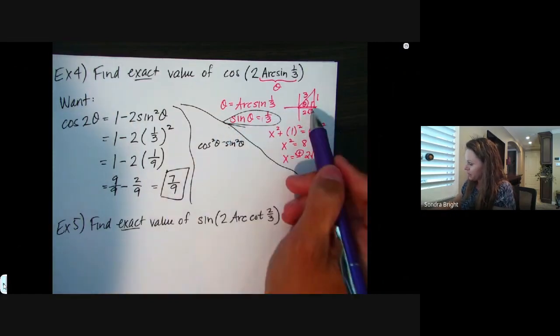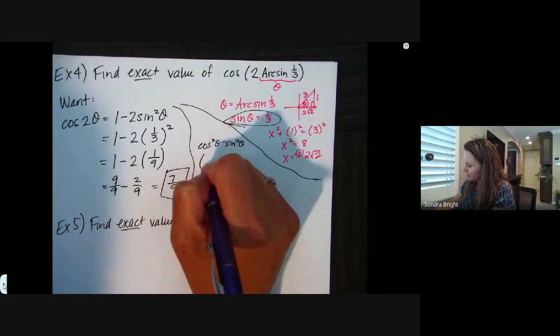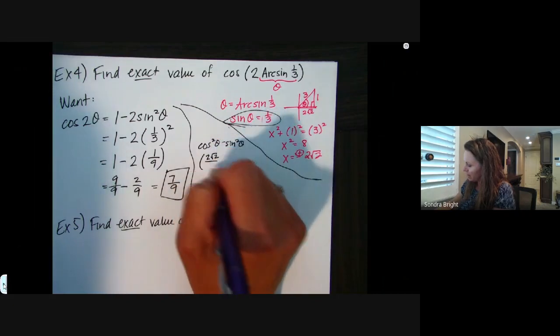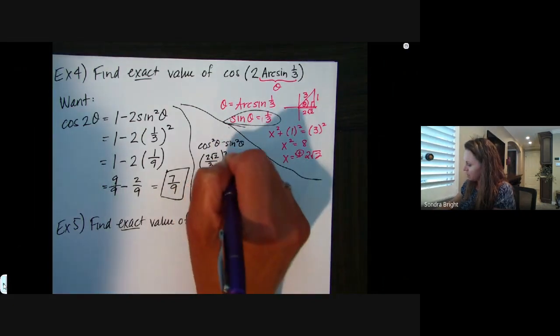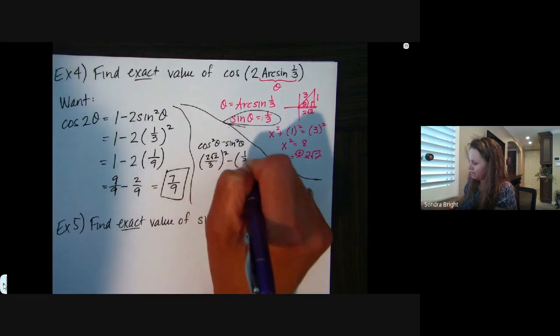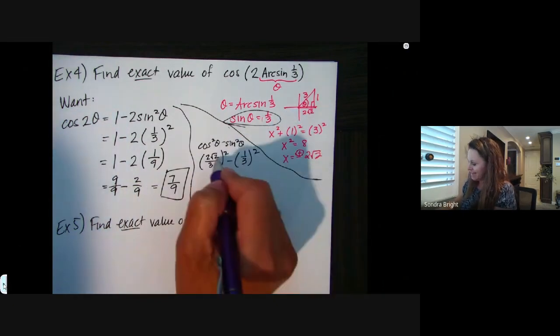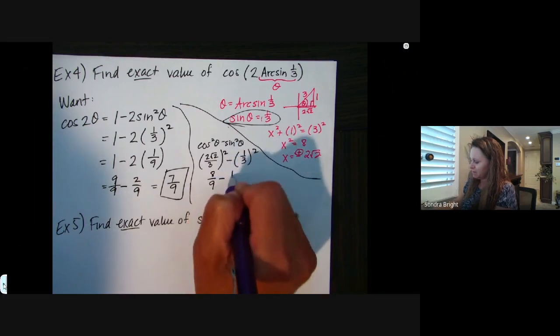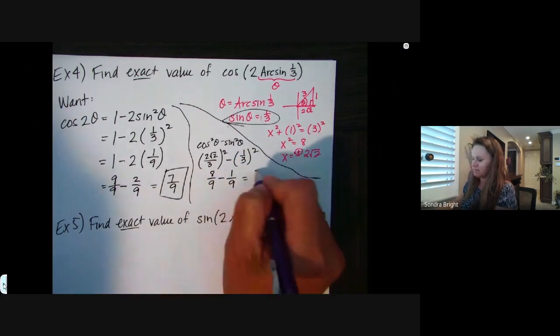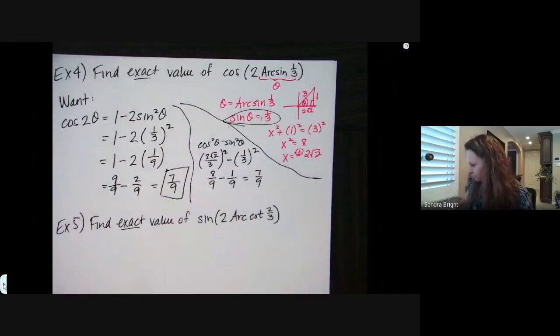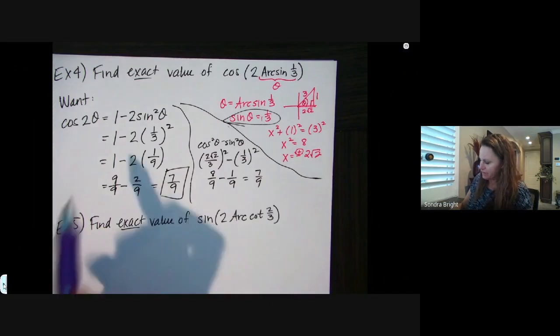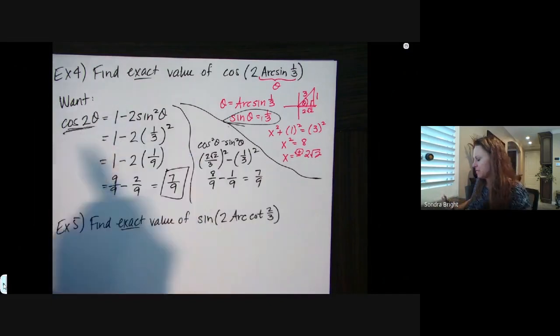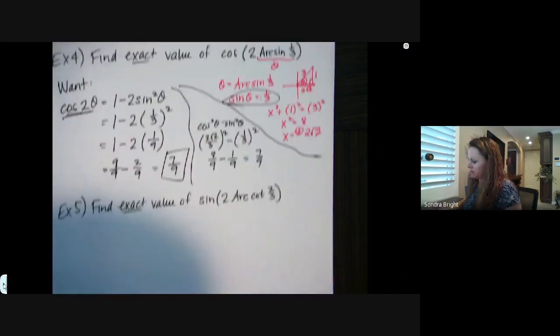Cosine would be 2 rad 2 over 3 squared minus 1/3 squared. 2 rad 2 squared is 8. 3 squared is 9. Minus 1 over 9 gives you 7 over 9. So same answer, right? You also could have done 2 cosine squared minus 1, which is the third identity for cosine of the double angle. Any of them work. They will give you the same answer.